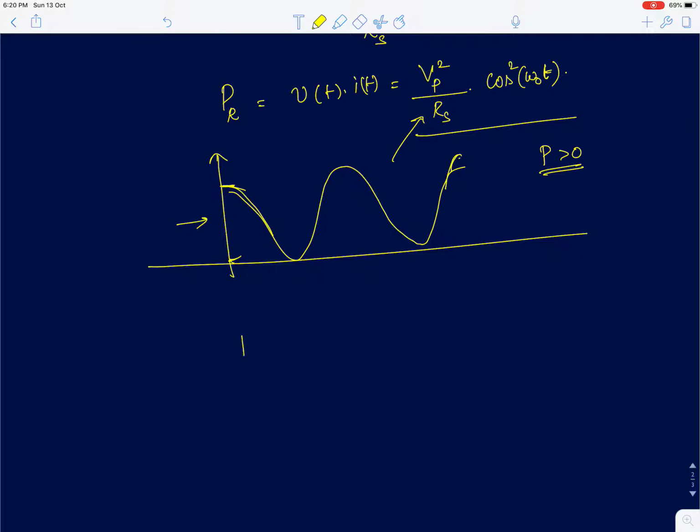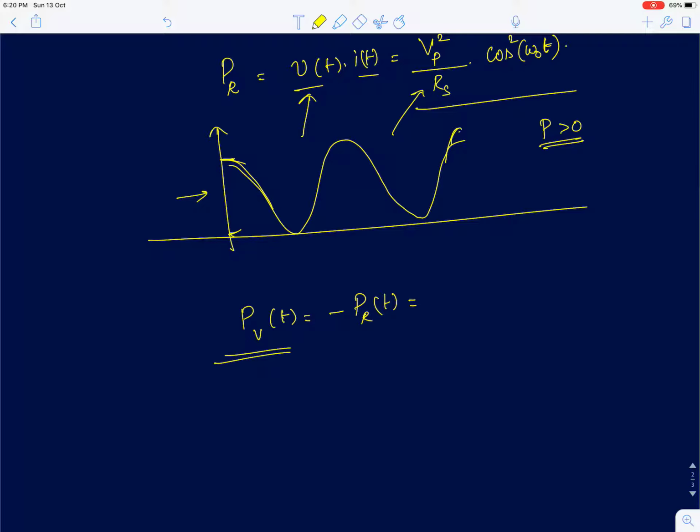Then we will try to find what is the power delivered by the voltage source. I will call it PV of t. That is simply the same power dissipated across the resistor with a minus sign. Okay, so which means the voltage source is always delivering power to the circuit.